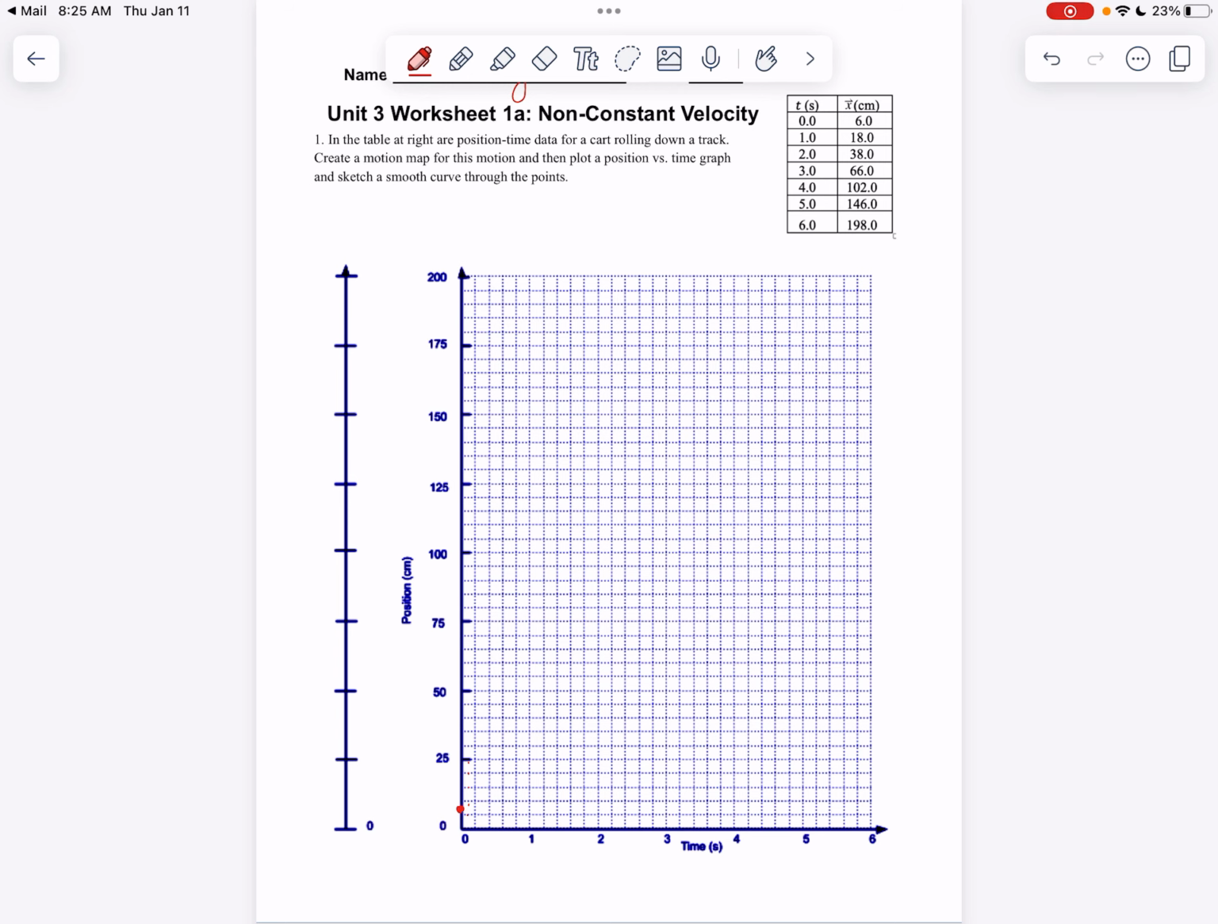A little hard to see. 1, 18, so let's see, that's 20, so a little under there. 2, 38, 25, 30, 35, 40, so around there. 3, 66. Oh, this is very hard for me. 50, 55, 60, 65, 70, around there. All right, 4, 102. Let's see, where's 100? 100, 102, maybe like there.